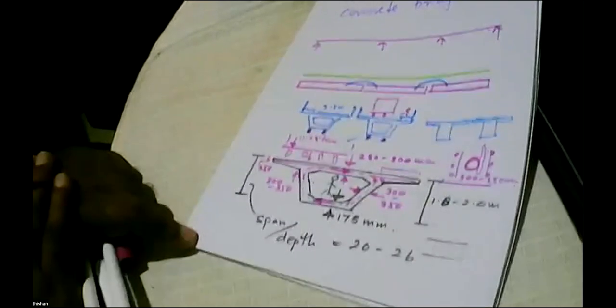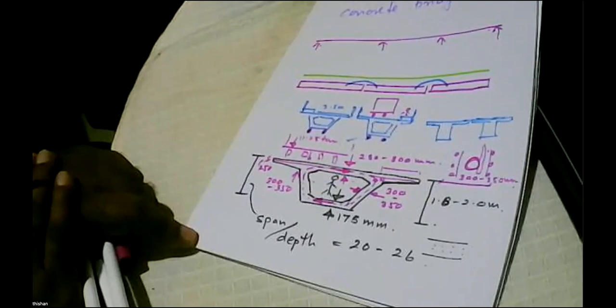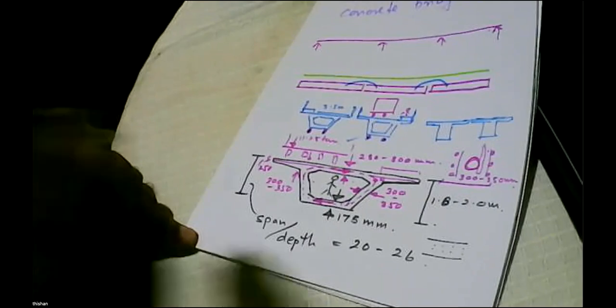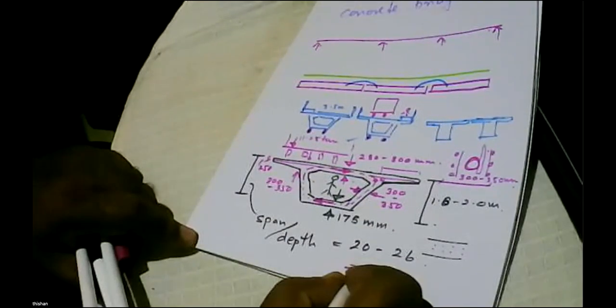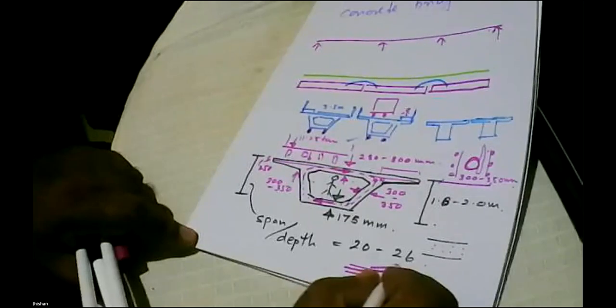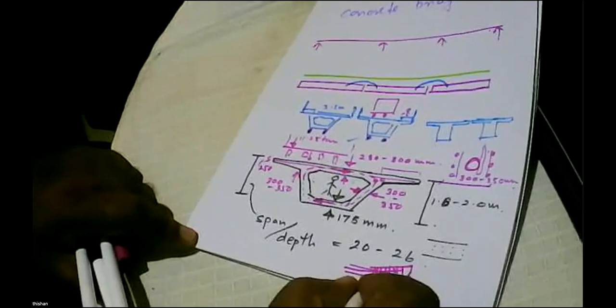So this web can be 300 to 350 millimeters if you are going to anchor some of the tendons, start the tendons or stop the tendons by having a blister. A blister is something where you have the wall like this. So you want to stop a cable, so you take it out and create a blister, where you provide a lot of reinforcement like this, and the cable is anchored here.